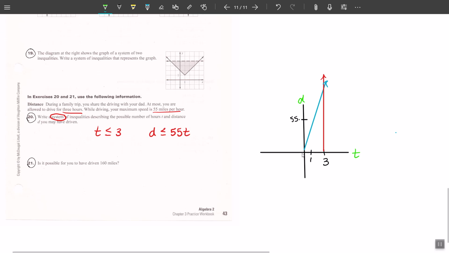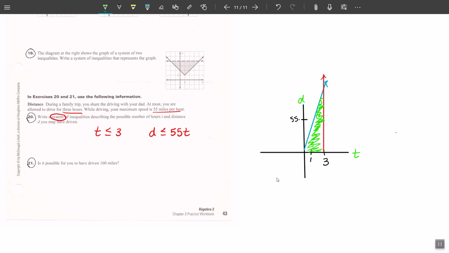If you wanted to find the common solution to them, then you would need to shade less than 3 or less than that 55t. All right, so all these values in here would be appropriate values for you when you were driving. We don't take the lines down into the negative because we're not going to have negative distance or negative time. Is it possible for you to have driven 160 miles?